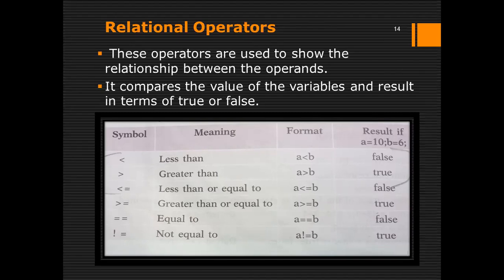Now the last two operators, equal to and not equal to, are very important. The double equal to sign is used for checking whether two values are equal or not. When I write A equal to B, I am checking whether A is equal to B or not. In this case, 10 and 6 are not equal to each other, so the result will be false. And the last one, A not equal to B. Not equal to is written with an exclamation sign and an equal to sign. Here 10 is not equal to 6, so the result will always be true.